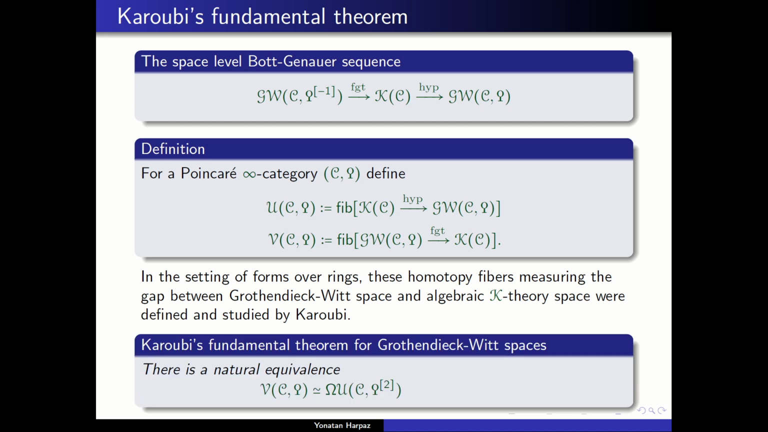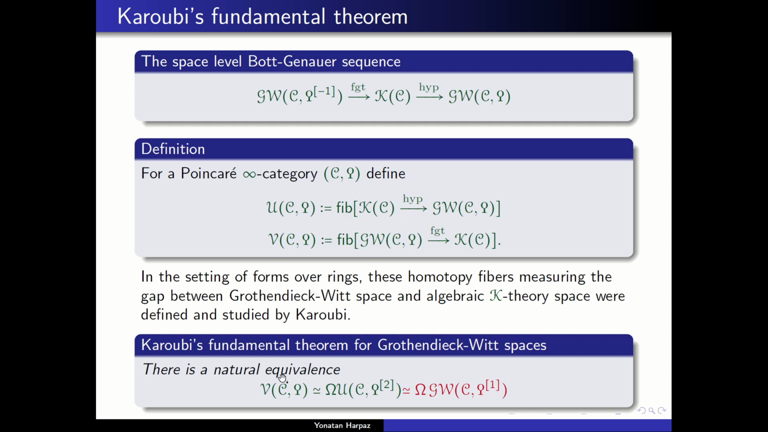Using the Bott-Genauer sequence, we can obtain a version of Karoubi's fundamental theorem for Grothendieck-Witt spaces in the setting of Poincaré infinity categories. And the theorem says that there is a natural equivalence between the V-theory of C copa and the loop of the U theory of C copa twice shifted. And the proof of this is direct from the Bott-Genauer sequence, since both these things identify with the loop of the Grothendieck-Witt space of C shifted one time.